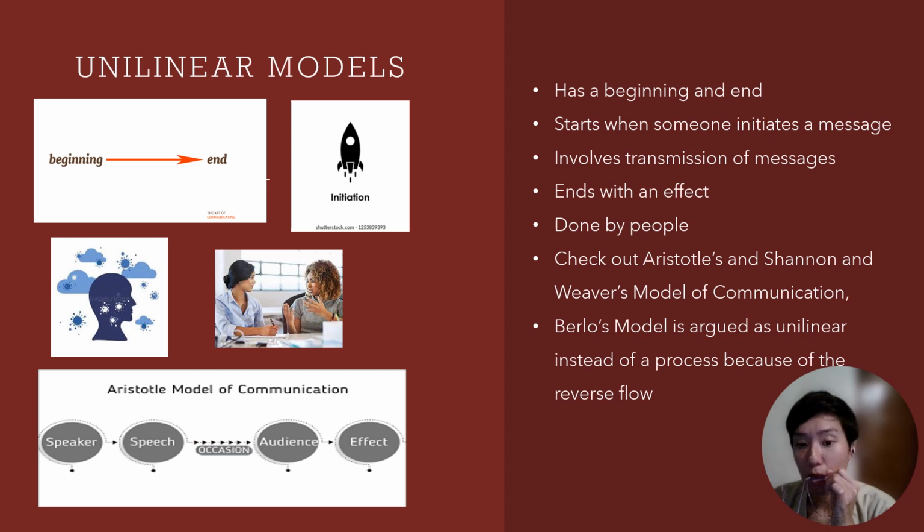Let's discuss the first among the three groups of models. Unilinear models are characterized by having a beginning and an end. Visually, it's a straight line. It starts when someone initiates a message, involves transmission of messages, and ends with an effect. It's done by people. We have an example. It's Aristotle's model of communication. It's a unilinear kind of model.